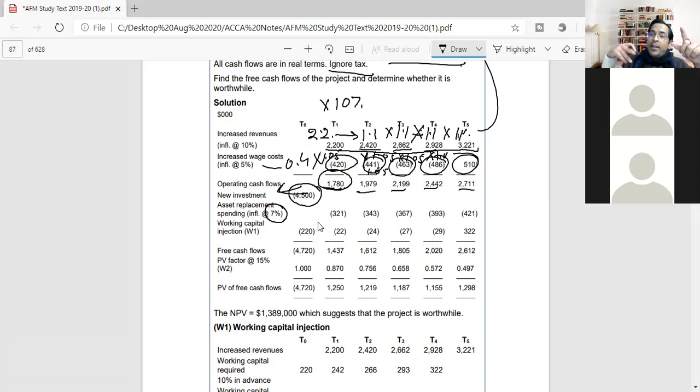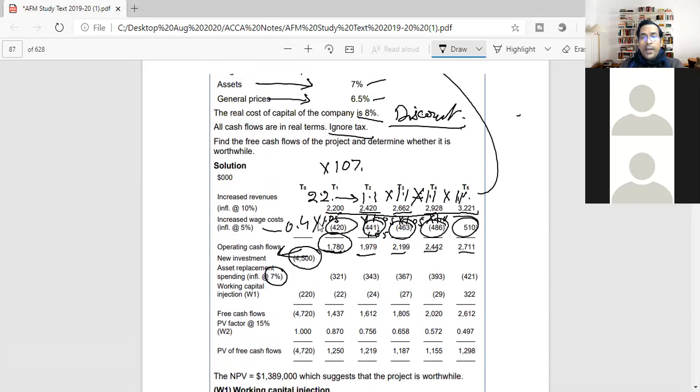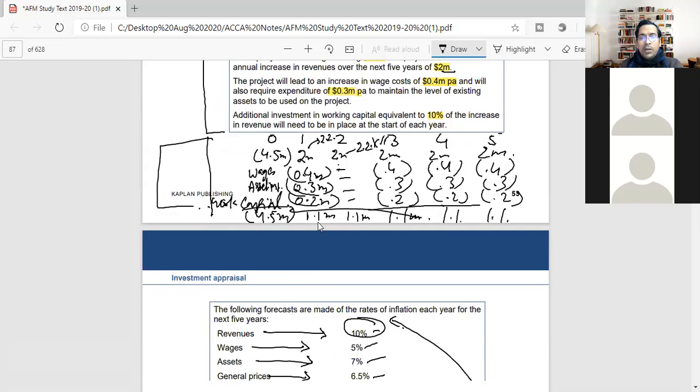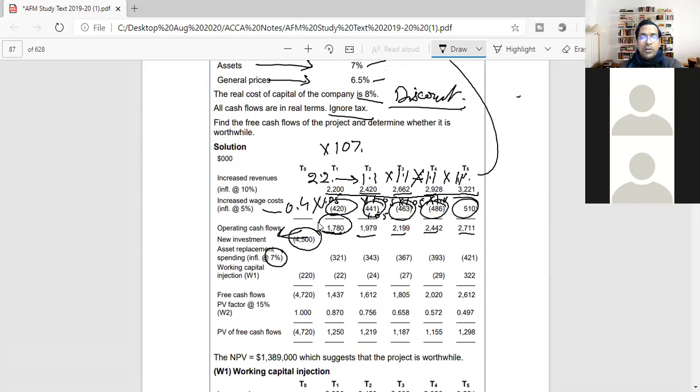Plus, that wear and tear replacement will also be subject to inflation. Imagine that the country is going through inflation anyway. So every year that replacement is also going to be more expensive. So that is inflated at the rate of 7%. And the number that we already had here, 0.3, apply the inflation to that and it becomes 321. Now you say that I had 0.3, but here it looks like 321.